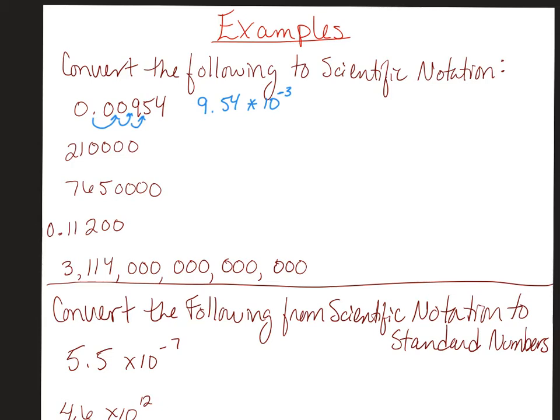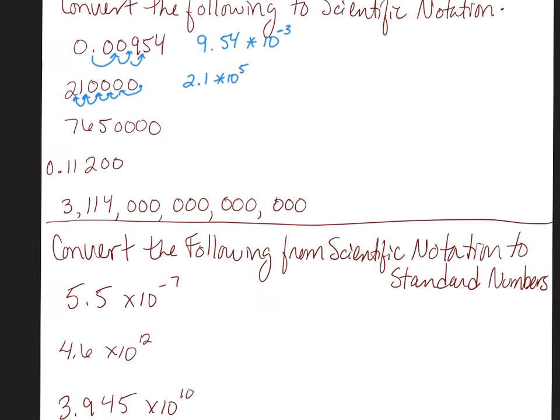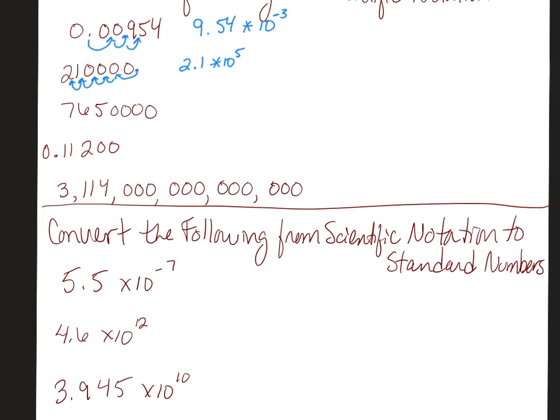On the other hand, our next number is very large, right? So we're going to take this decimal that should be here and move it over 1, 2, 3, 4, 5 times. So there's only one whole number in the front. So that would be 2.1 times 10 to the 5th. So see how what we're doing here is really counting how many times we're moving something over. And that's not so bad.